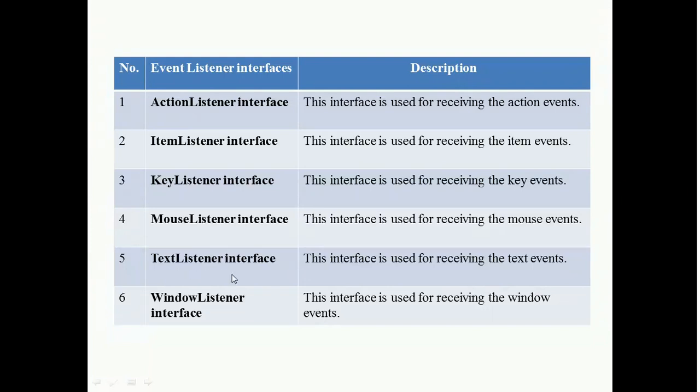Fifth is the text listener interface. This interface is used for receiving text events. It means all the word-related events are present in the text listener interface. Sixth is the window listener interface. This interface is used for receiving window events. It means window-related events are present in the window listener interface. Another listener is the mouse motion listener interface. The mouse motion listener interface is used for receiving mouse motion events. These 7 are the event listener interfaces.